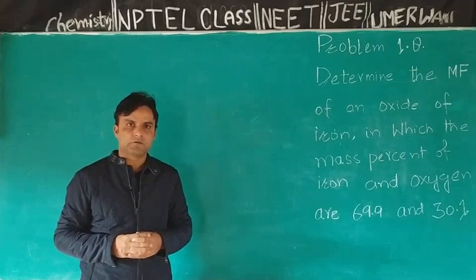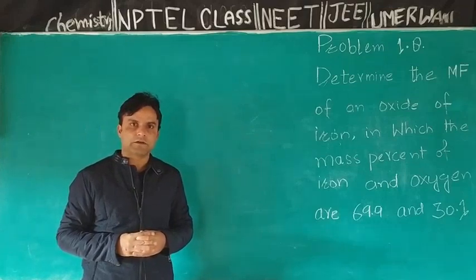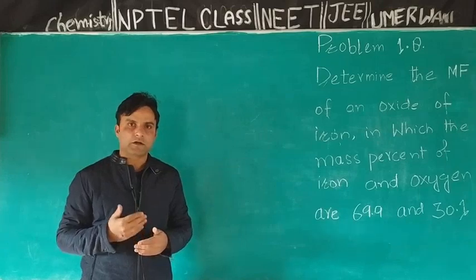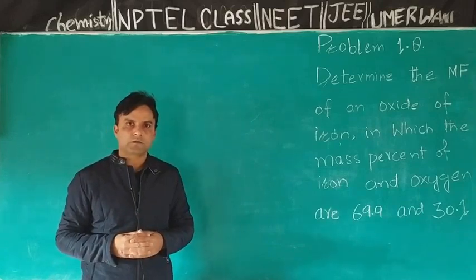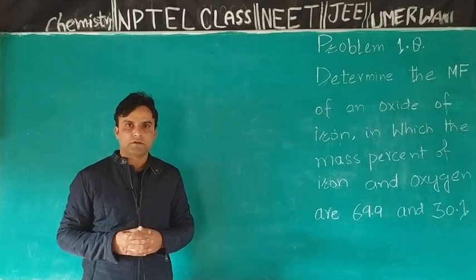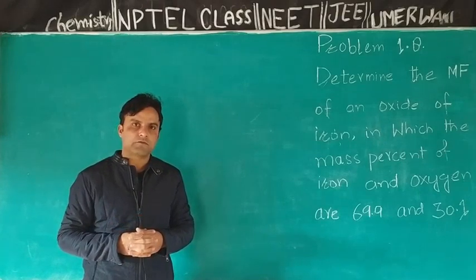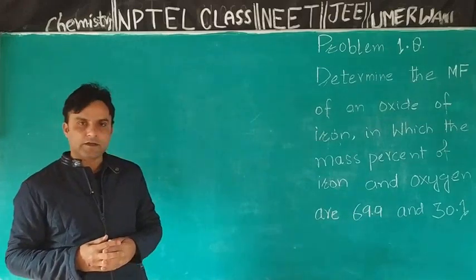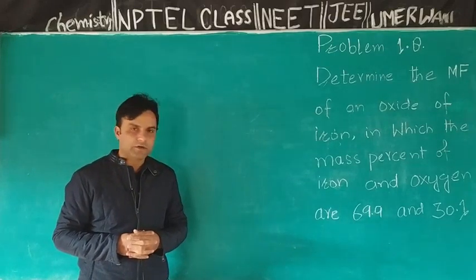In this problem, we have to determine the molecular formula of a compound, which is basically an oxide of iron. In this compound, it is given that the mass percent of iron and oxygen are 69.9 and 30.1 respectively.